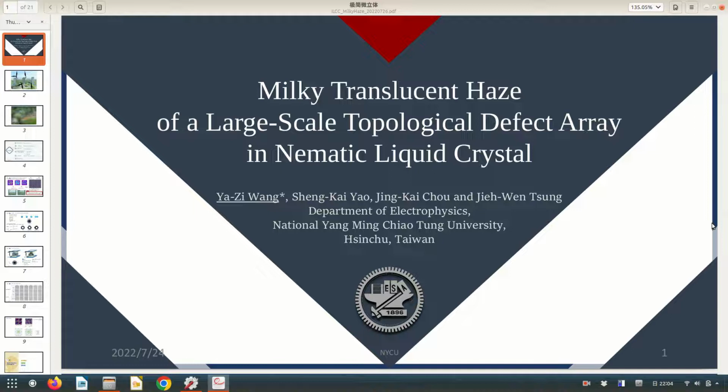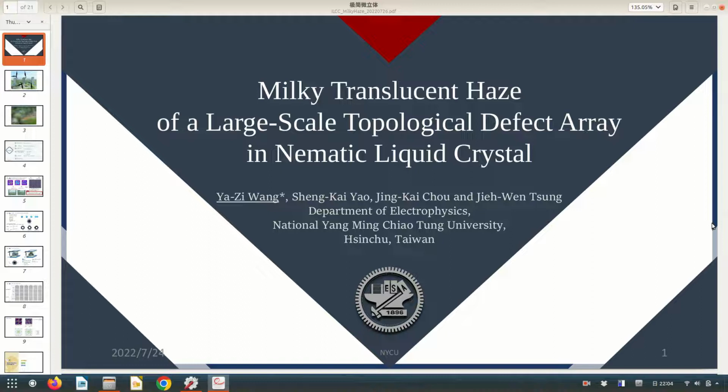We are from the National Yangming Jiaotong University, the Department of Electrophysics. This is an original work done by Yazi Wang. She was a master student in our lab. I am her supervisor, J.W. Zhong. Today I'm presenting this work for her.